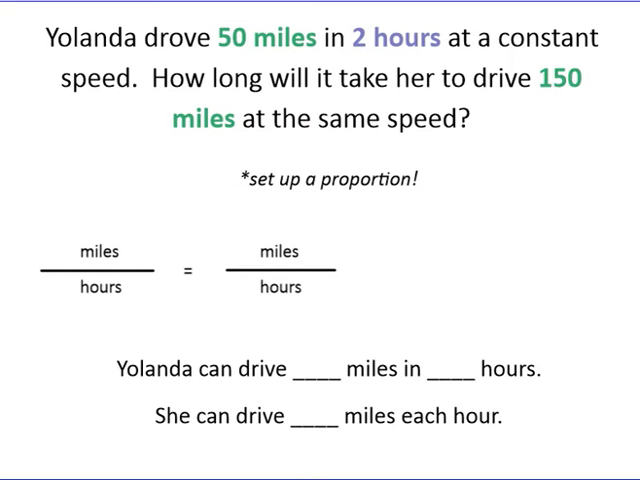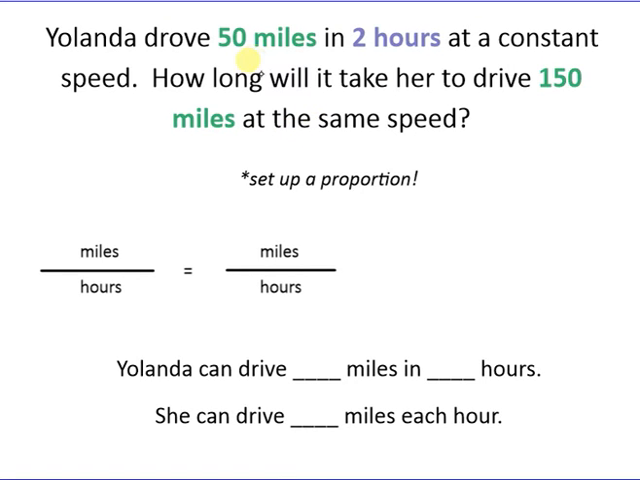Alright, so we're going to jump right into an example here because you actually know everything that you need to know in order to solve a proportion word problem. Yolanda drove 50 miles in 2 hours at a constant rate of speed. How long will it take her to drive 150 miles at the same speed? So what we need to do is set up a proportion, okay? And what you're going to see as we work through these word problems is I'm going to give you a lot of hints, and then I'm going to slowly take away those hints, okay?